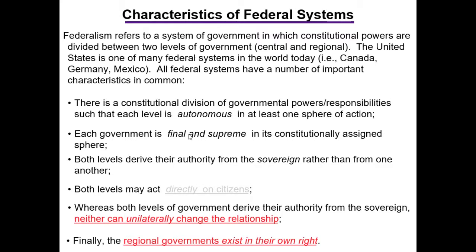All right, finally, the regional governments in the United States, the states, exist in their own right.